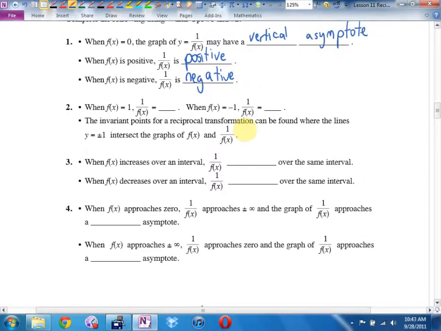Ooh. When f of x, when my original graph is 1 high, how high was my reciprocal? What was the reciprocal of 1? 1. Oh, and you know what the reciprocal of negative 1 high was? Those were our invariant points. Now, the author says the invariant points can be found where the lines y equals plus or minus 1. You know what? I don't actually sketch lines. He does. I just slide across 1 high, negative 1 high. I can do that on the graph paper.